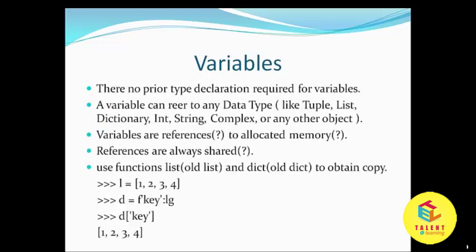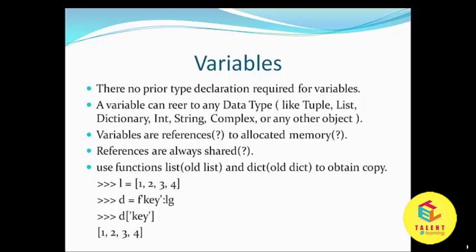Now we see variables. No prior type declaration is required for variables. A variable can refer to any data type like tuple, list, dictionary, integer, string, complex or any other object. Variables are references to allocated memory. References are always shared. Use the functions list and dict to obtain a copy.